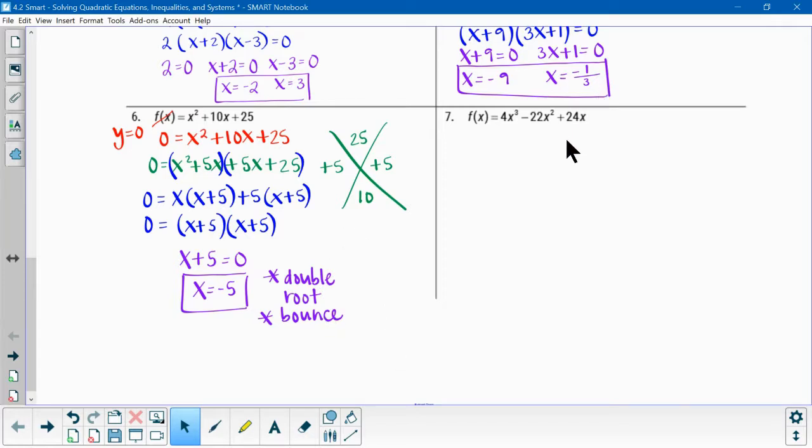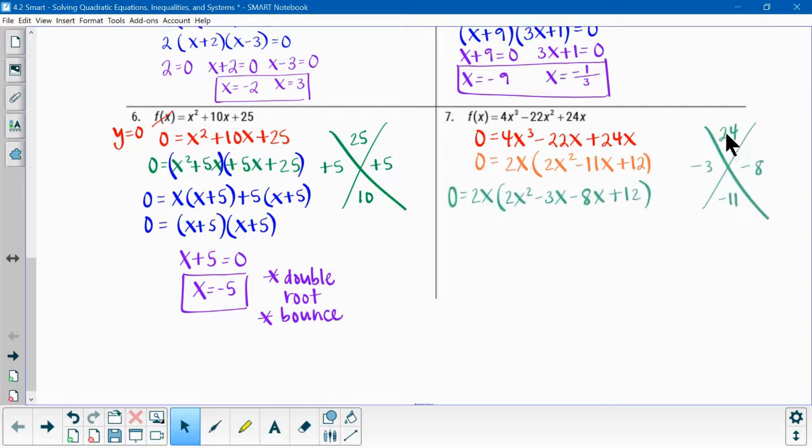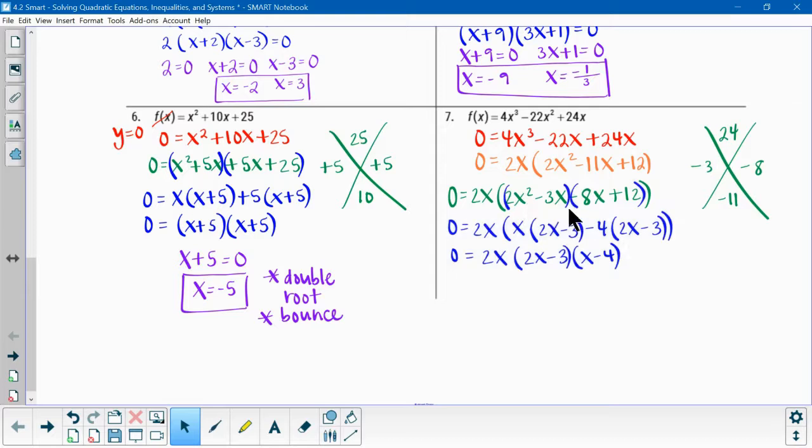For number 7, I do notice that I have a GCF. So first thing I'm going to do is rewrite this with 0 in front, and then I'm going to pull out my GCF. So all of my terms have a 2x in common. So I'm going to pull that out to the front, leaving me with 2x squared minus 11x plus 12. Going to work to split my middle term. It had to multiply to be 24, add to be -11, which would have left me with the options of -8 and -3.